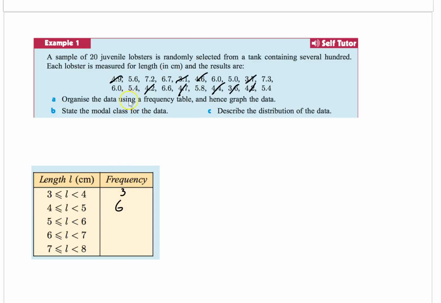Between 5 and 6, right? 1, 2, 3, 4, 5. 5 of those. Between 6 and 7, so 1, 2, 3, 4. So 4 of those. And finally, between 7 and 8, it looks like there's only 2. That one and that one. So that's my frequency table. Next, they want me to state the modal class. That's the one that happens most often. So you could look right here and just tell, oh, it's between 4 and 5. There's the most of those. So that's the modal class.